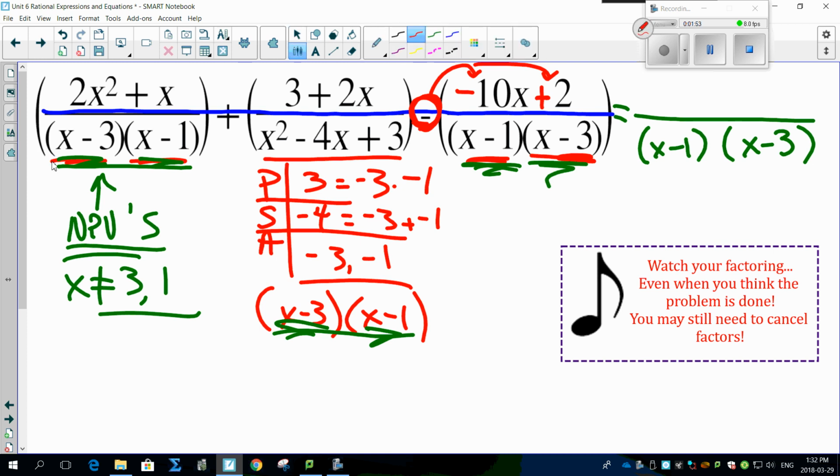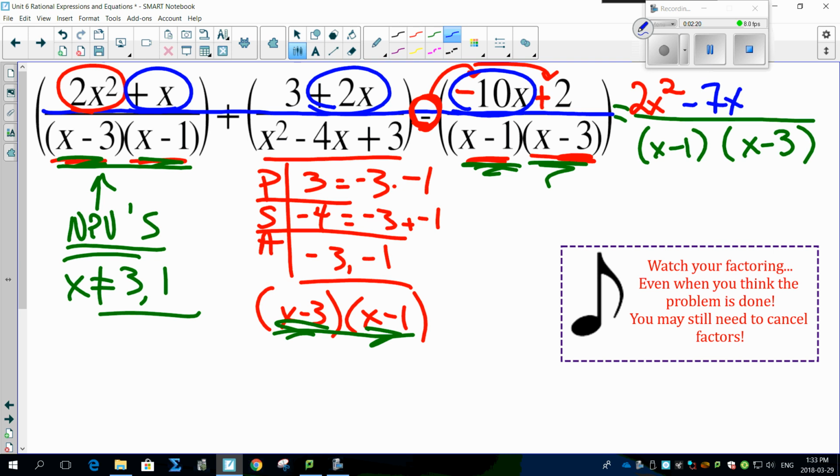Now, let's start combining. If you combine, look, 2x squared. Is there any other x squared up there? No. So you've got 2x squared. Okay, let's go to the next one. Let's go to x. You've got x, 2x, and minus 10x. So if you look at this, you've got x plus 2x. That's going to give you 3x. Minus 10x is going to give you minus 7x. Perfect. And the last one to look at, you've got a 3 and you've got a 2. That gives you positive 5.